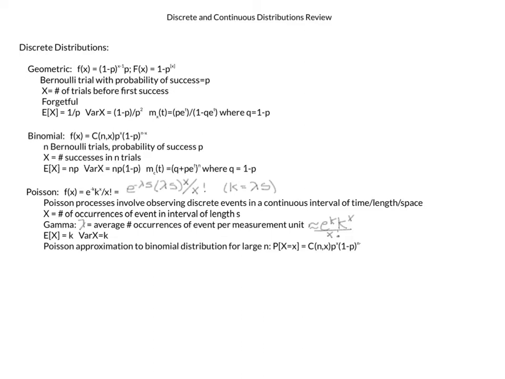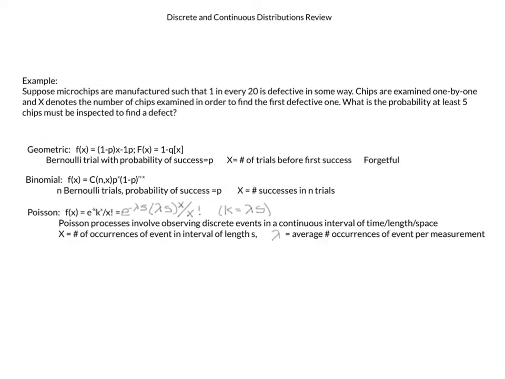The things that we need to compute the density function are: we are given gamma, which is the average number of occurrences of events per unit measurement unit. And we're also given s, and s is the interval of length s. So if it were 1 hour when we were waiting for the cars, or 10 square feet of space when we were counting dirty socks. And then here's the formula for expected value, and also a note that the Poisson is approximately the binomial distribution for large n. Our first example is here.